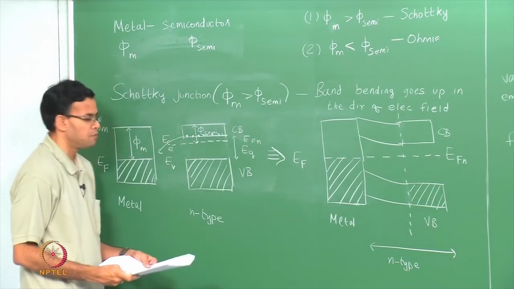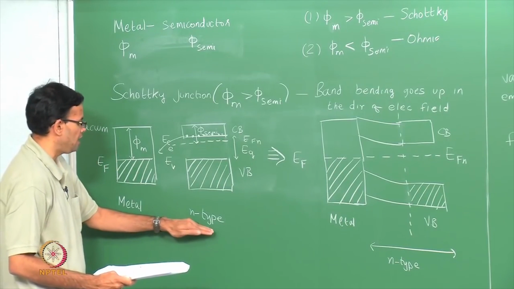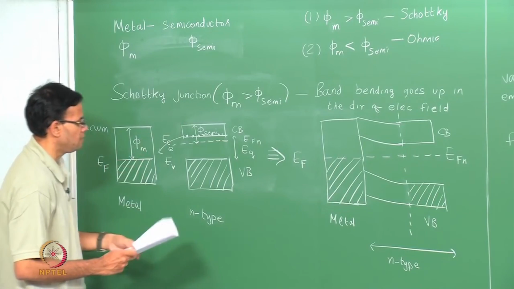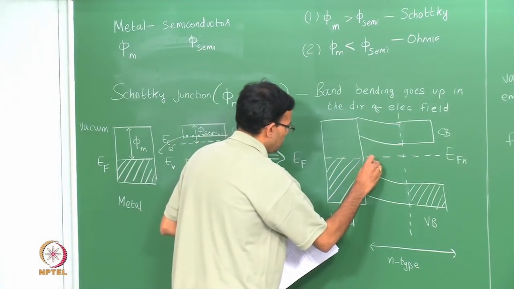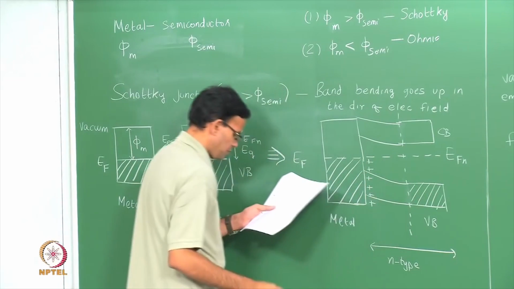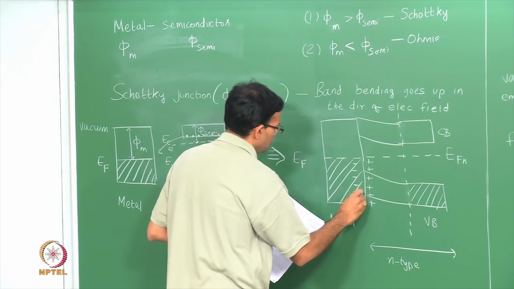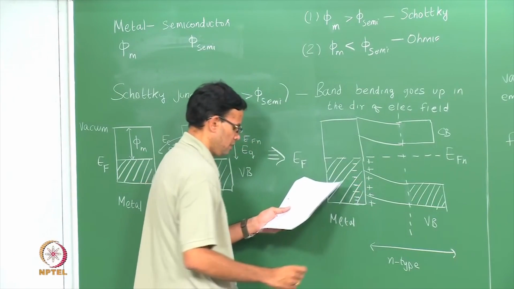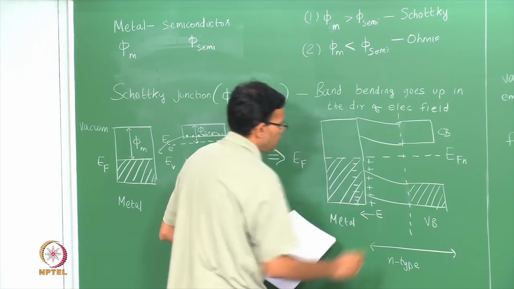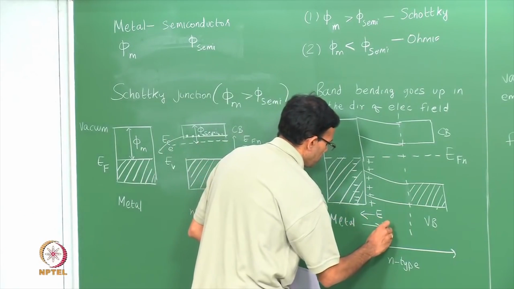So, let us go back to this picture. We said that when the junction forms between the metal and the n-type semiconductor, electrons move from the semiconductor to the metal. So, there is a net positive charge on the semiconductor side, and there is a net negative charge on the metal side, which means there is an electric field which goes from the semiconductor to the metal, or there is a contact potential.